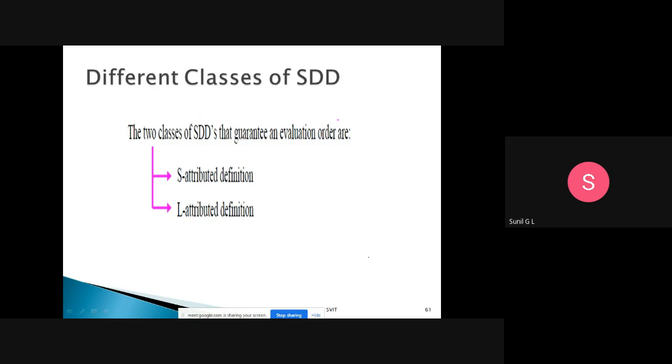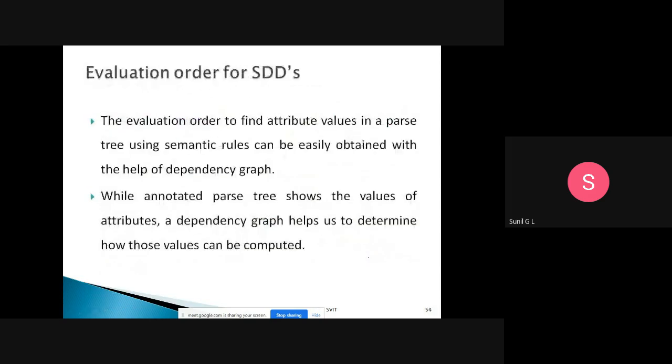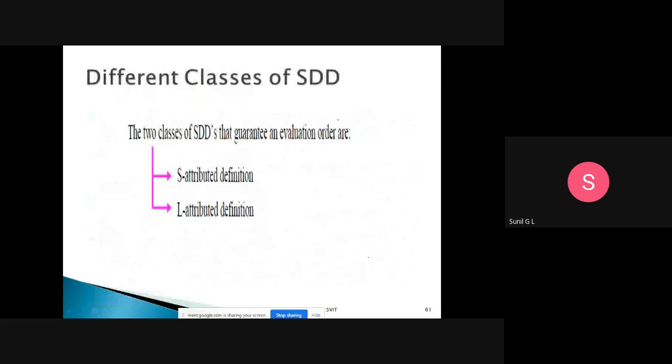Okay, so next one is classes of SDD. What are the different classes of syntax directed definitions? Here there are two different types of classes. One is S attributed definition, another one is L attributed definition. So what do you mean by S attributed definition and what do you mean by L attributed definition? These are the two classes that guarantee the evaluation order.